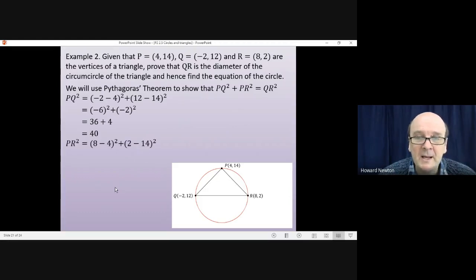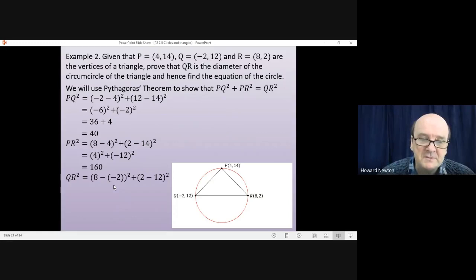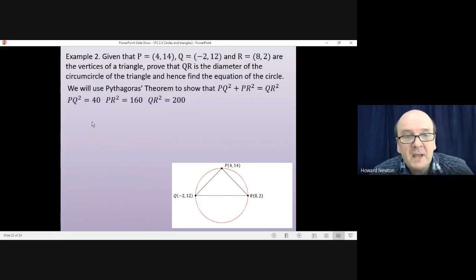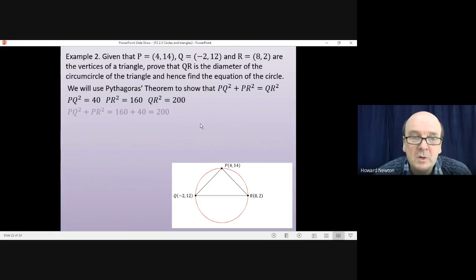Same thing for PR, the difference in the x value squared plus the difference in the y value squared, which simplifies to 160. And then last of all, we'll do QR. The difference in the x value squared plus the difference in the y value squared is that, which gives me 10 squared plus minus 10 squared, which is 200. Okay, what have we done? We found out that PQ squared is 40, we found out that PR squared is 160, and we found out that QR squared is 200.